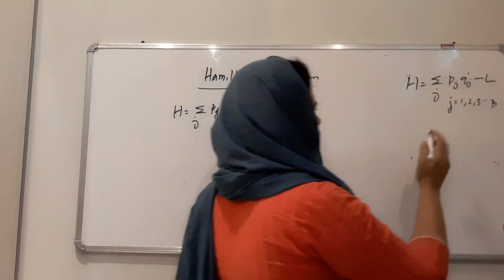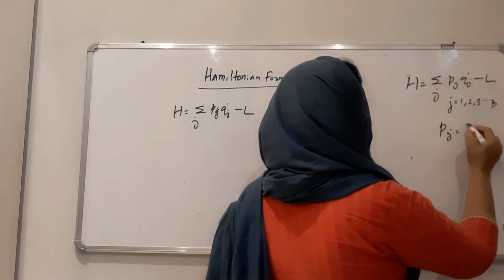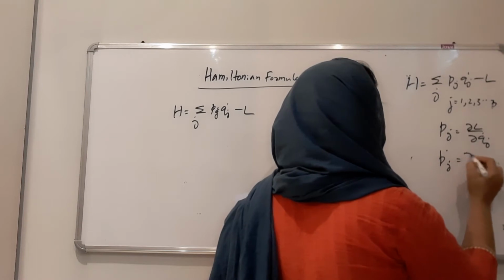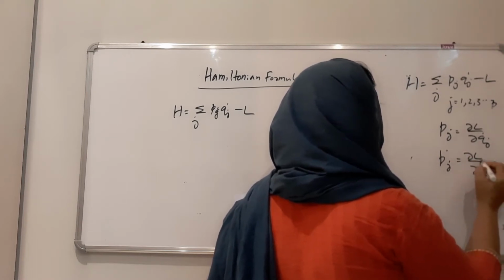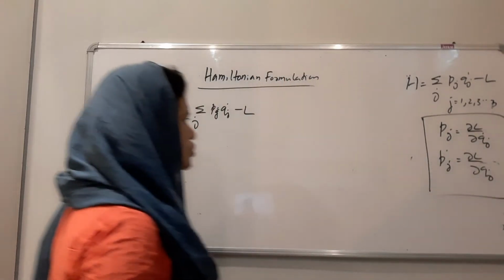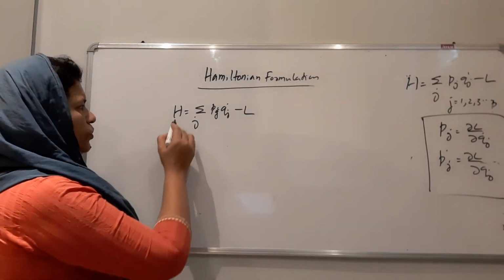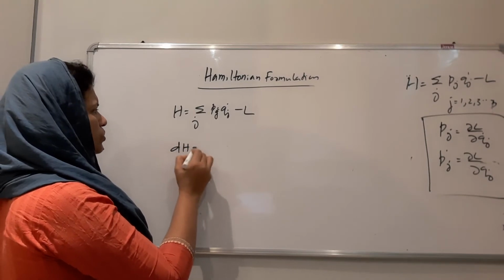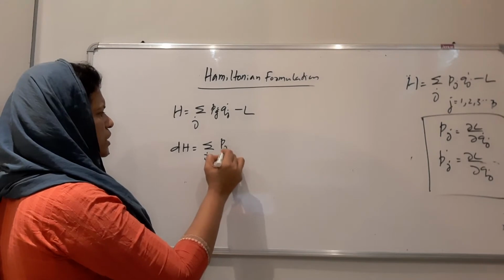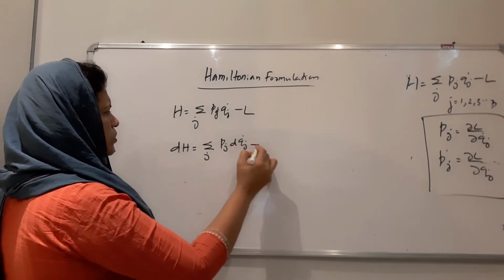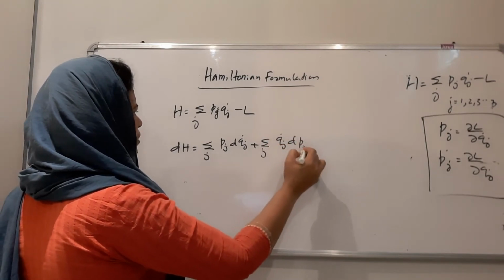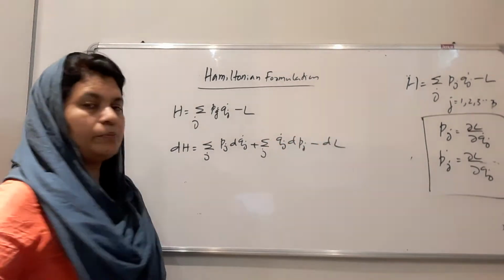We get these equations. We can write here pj is equal to ∂L/∂qj dot, and pj dot is equal to ∂L/∂qj. These are the equations we have to substitute in this derivation. Now we write dH is equal to the differential of this one: sigma j pj dqj dot plus sigma j qj dot dpj minus dL. Okay.